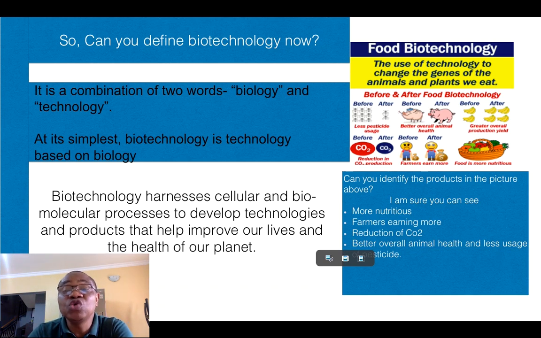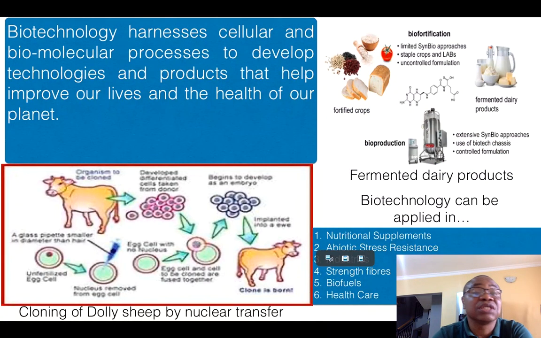So when we use biotechnology, we have more nutritious products. Farmers earn more because there is high productivity. We have reduced carbon dioxide level, increased oxygen level, and overall the health of the animal is increased, and we use less pesticide. So that is what we have just spoken about. Our planet's health has improved.